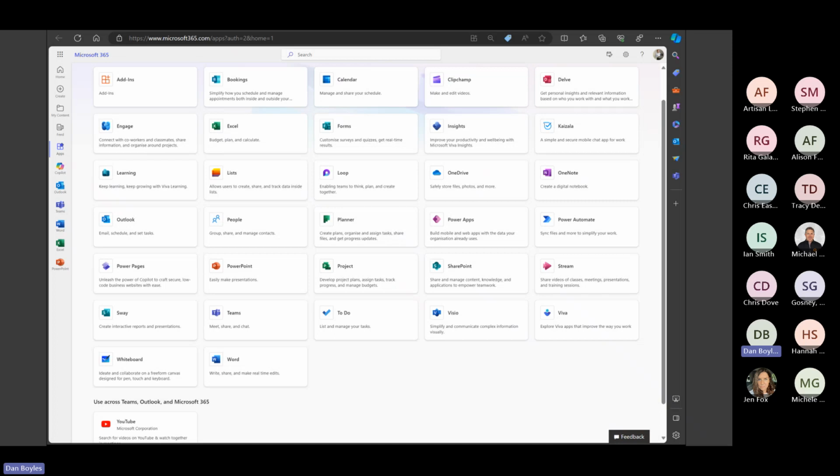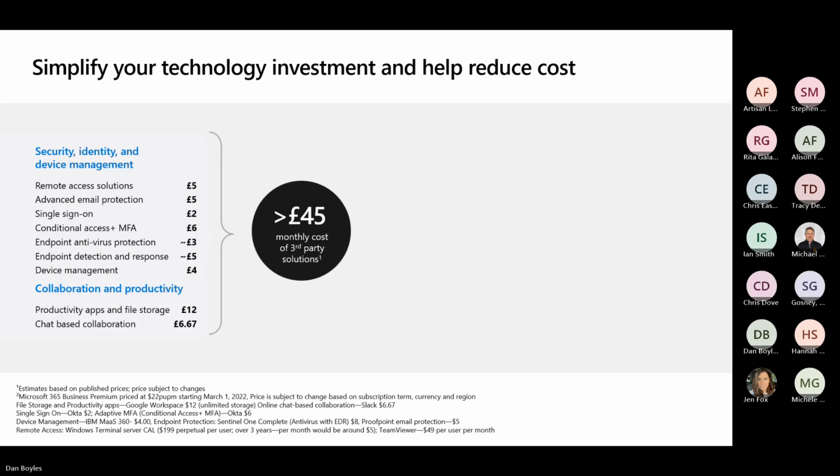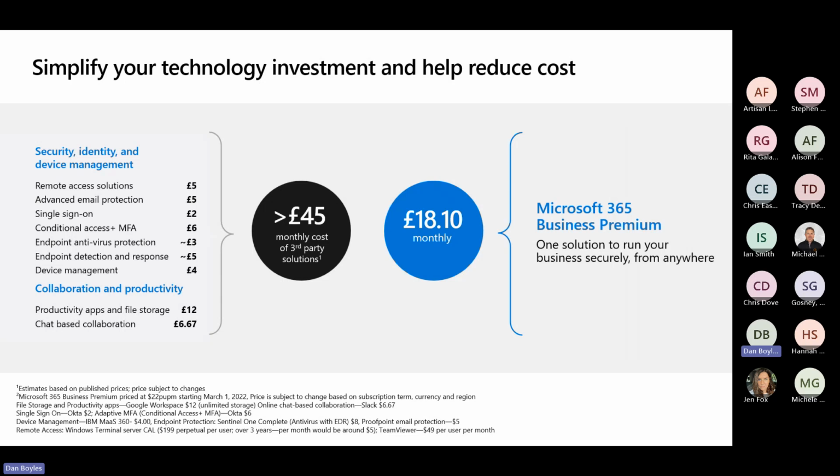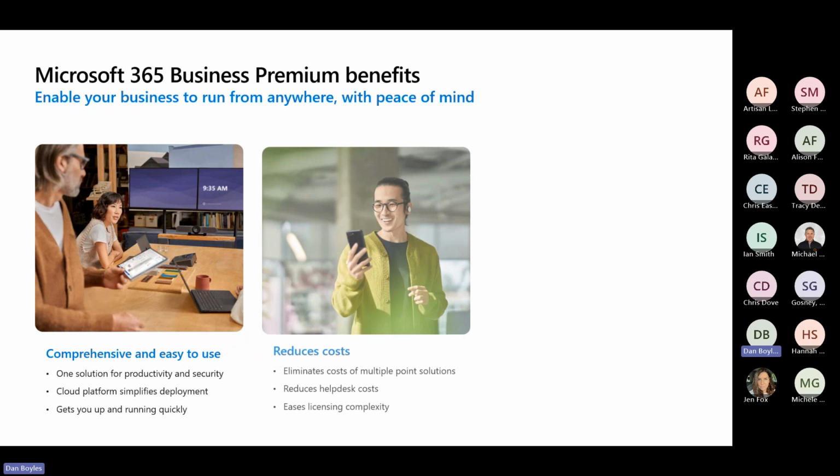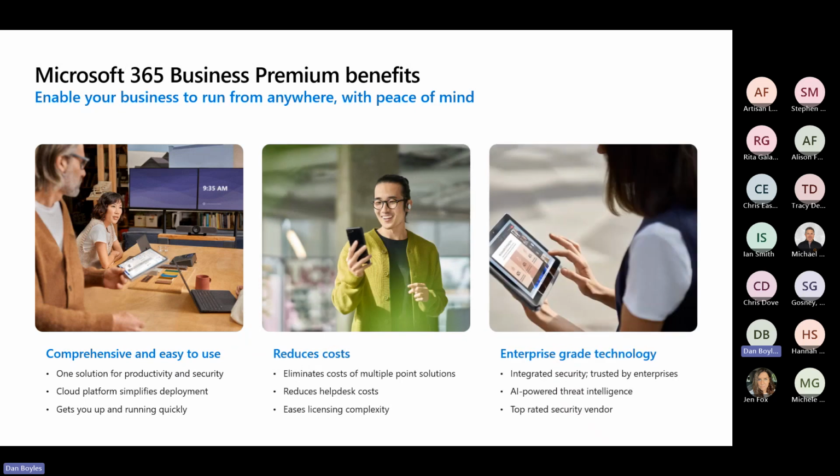And really, if you were to compare this to any other product, if you were to go for third-party solutions, you'd be looking at £45 a month, and that's just on here. However, if you go into Microsoft Business Premium, you get that for a lot less price, but the features are in there as well. So let's have a look at what the benefits are and the features of this and why it's such an attractive proposition and why working with Innov8 could help you move forward on it.